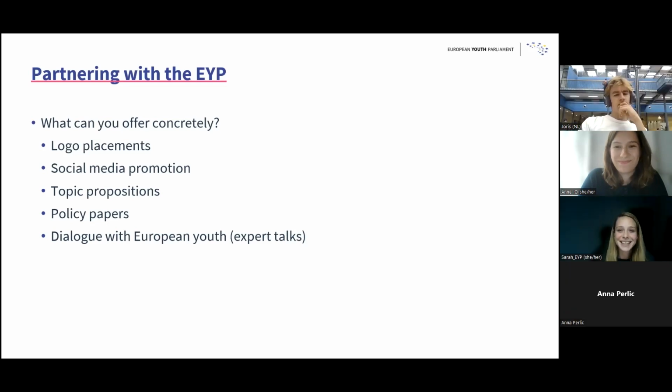Yeah, I was wondering, what do you exactly mean with policy papers? Would that be just the resolution that delegates create during the committee work, or is it something particularly tailored to the needs and interest of this partner?